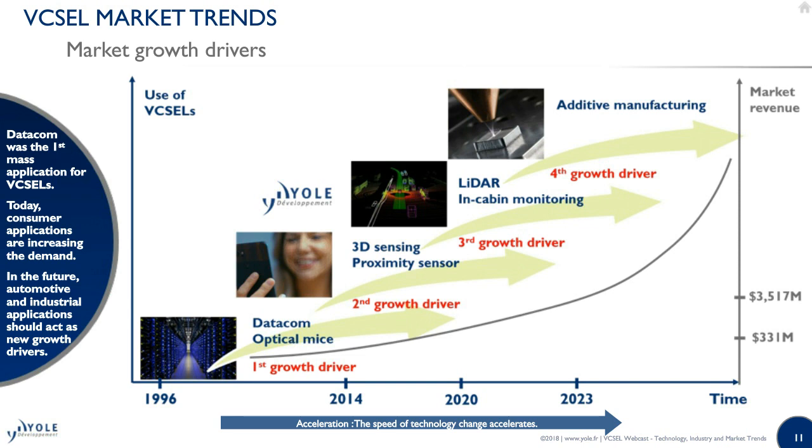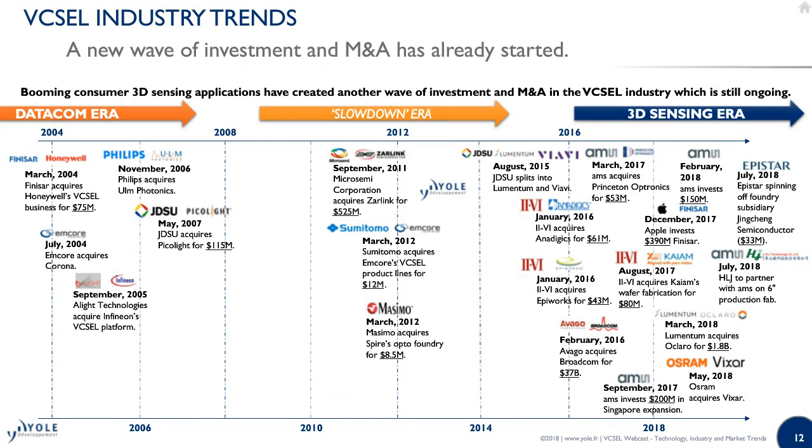So now that we have seen the market perspective, let's take a look at the industry aspects. Here, one of the key messages to highlight is that the new wave of investment and merger and acquisition has already started and different strategies are being put in place. There are some moves to diversify activities and rapidly enter the VCSEL business, such as Ultram, who recently acquired VCSAR. There are some moves to get vertically integrated, such as II-VI, who acquired EpiWorks, or AMS, who acquired Princeton Optronics.